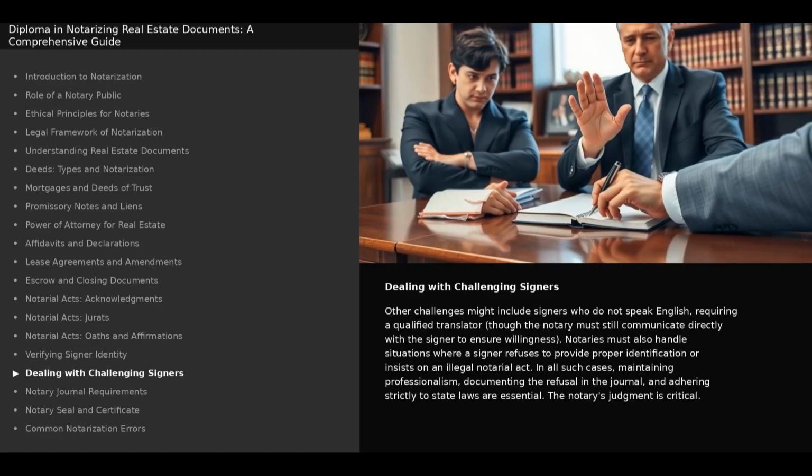Other challenges might include signers who do not speak English, requiring a qualified translator, though the notary must still communicate directly with the signer to ensure willingness. Notaries must also handle situations where a signer refuses to provide proper identification or insists on an illegal notarial act. In all such cases, maintaining professionalism, documenting the refusal in the journal, and adhering strictly to state laws are essential. The notary's judgment is critical.